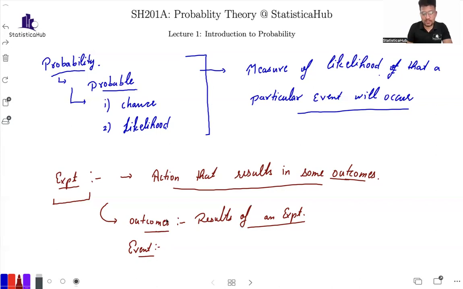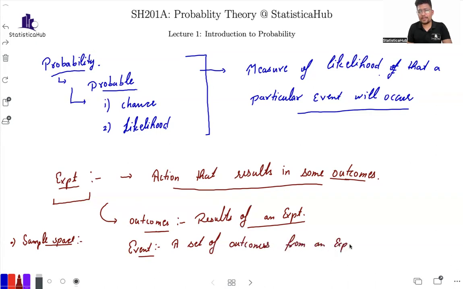Technically there is something more to be defined, that is your sample space. After that, we can introduce the concept of event, but since I have written the event, I will give the definition for the event. A set of outcomes from an experiment is termed as an event.